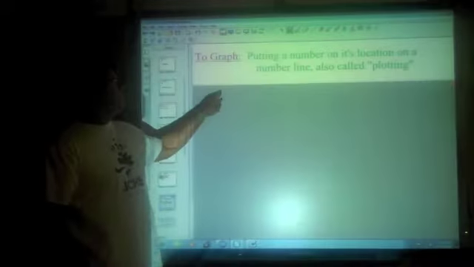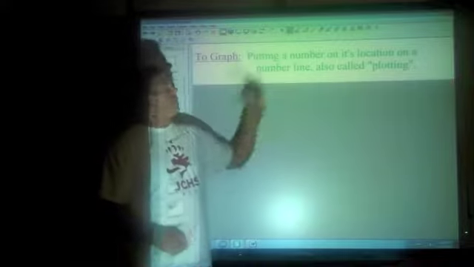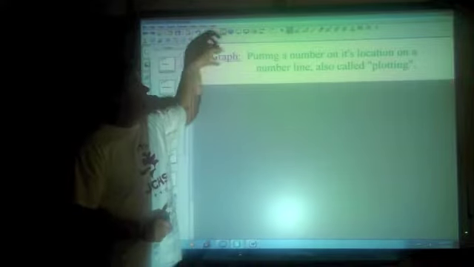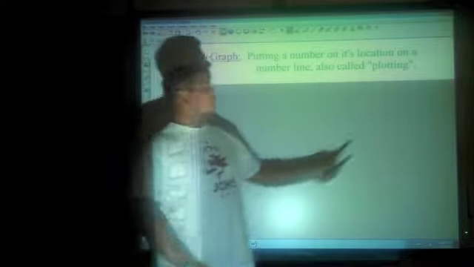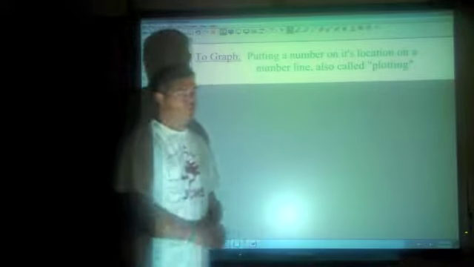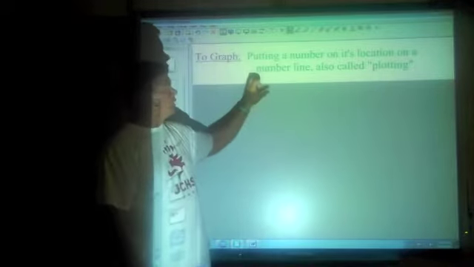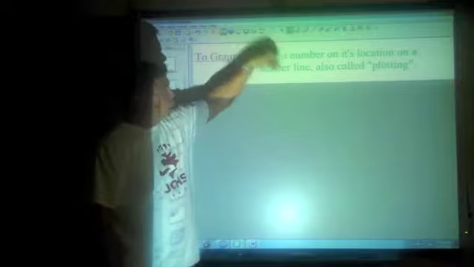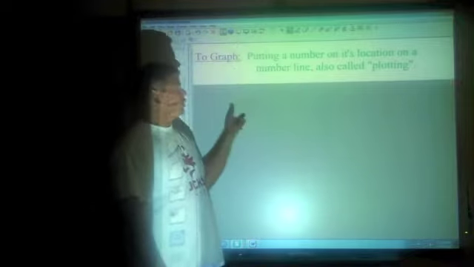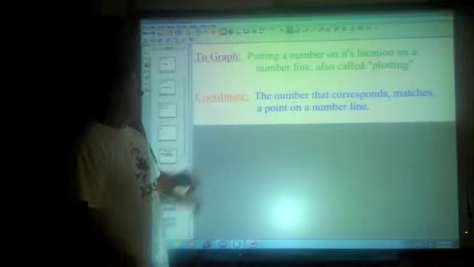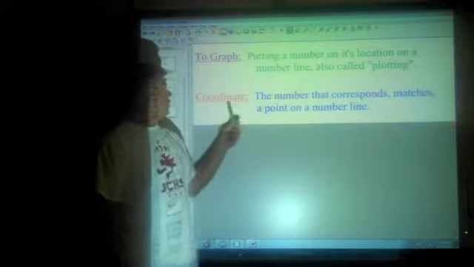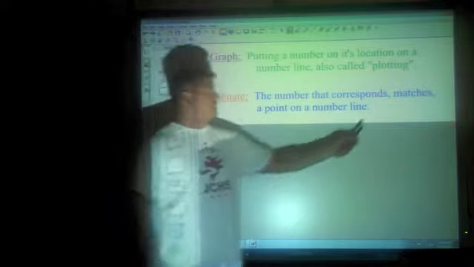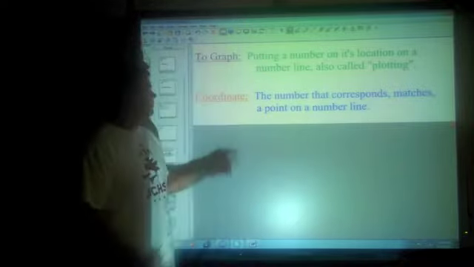You can use these numbers, and you can graph them on number lines. Anytime we put it on its location on a number line, that would be referred to as plotting. So if you're asked to plot a point, look on the number line and put a dot on the number line that corresponds to that number's value. That corresponding number is known as a coordinate. It's the place that it matches on the number line.